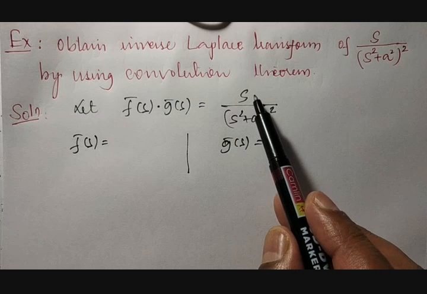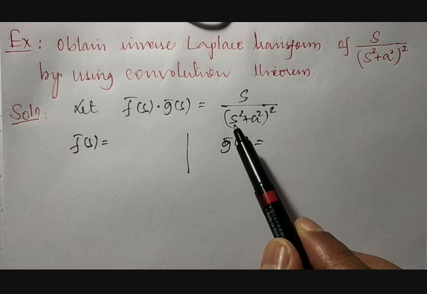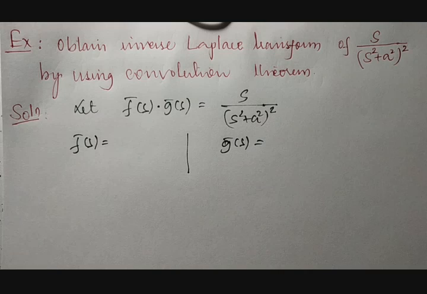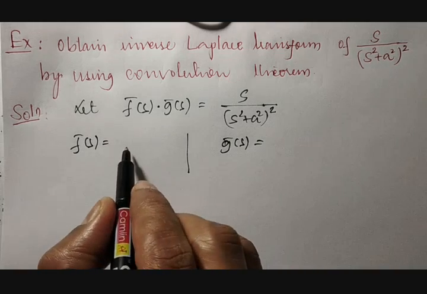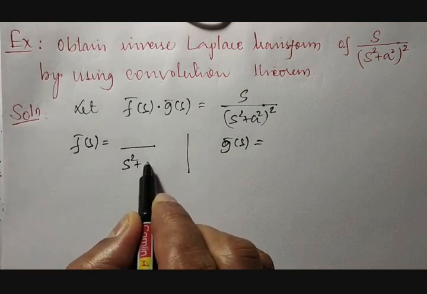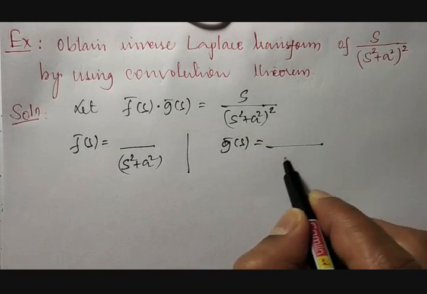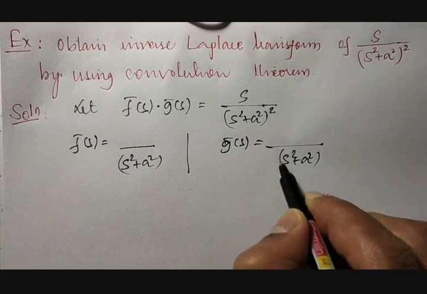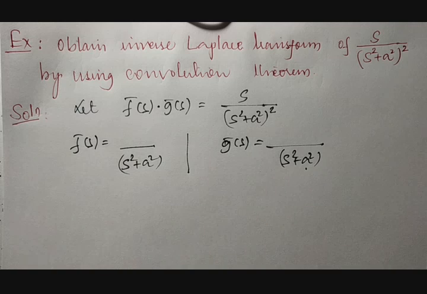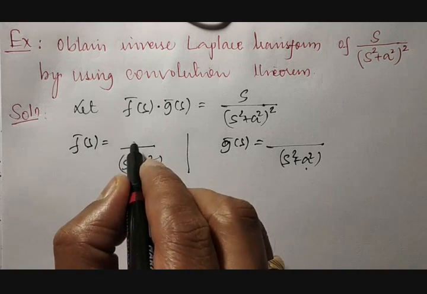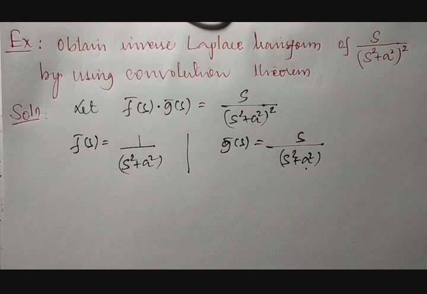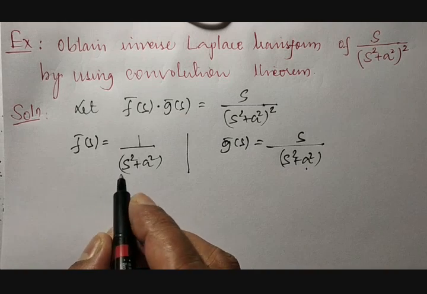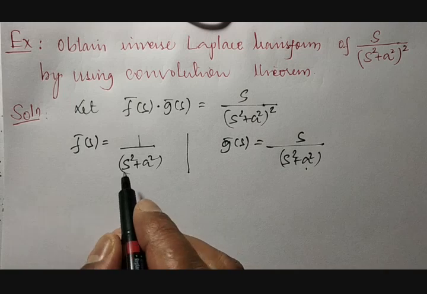In the numerator, there is only one s. In the denominator, there are two s square plus a square as a product. So in the denominator, s square plus a square, and here it will be taken s square plus a square, no problem at all. But here there is only one s. Either you can keep it here or here. So what I do, I'll be taking f bar of s as 1 divided by s square plus a square, and g bar of s as s divided by s square plus a square. So we need to obtain its Laplace inverse to get f of t.